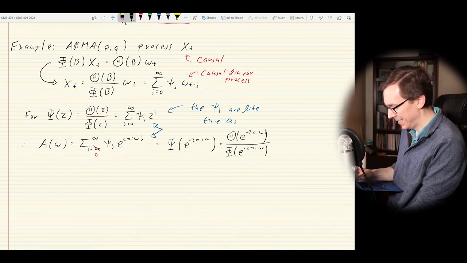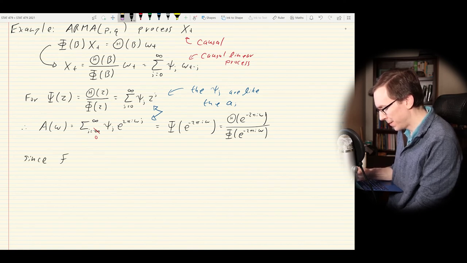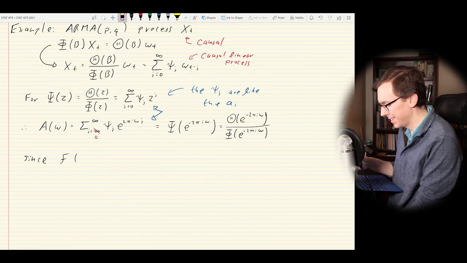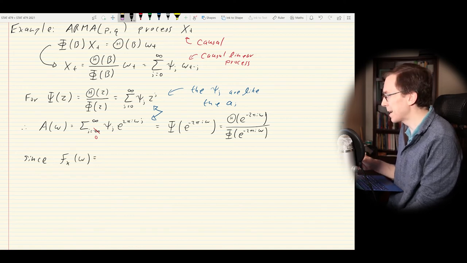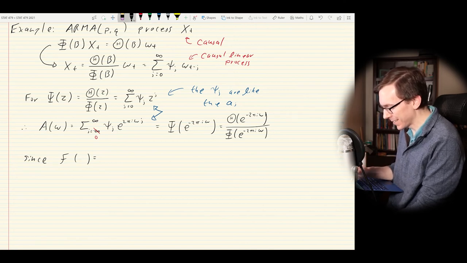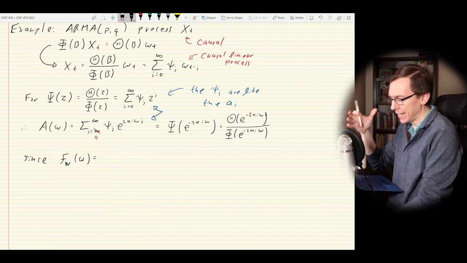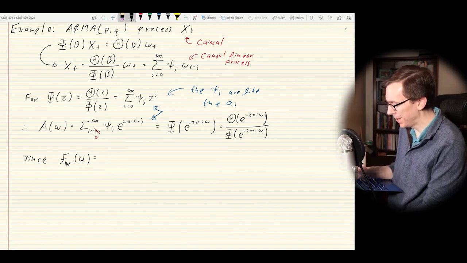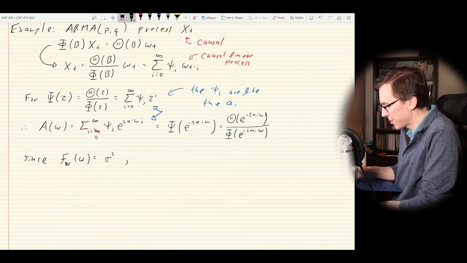Well, the problem is omega and w basically look the same, so I'm going to try to make this explicit. F_W of omega is the spectral density for white noise. Now, we already did that in our kind of trivial example up above. We found that it's just sigma squared.